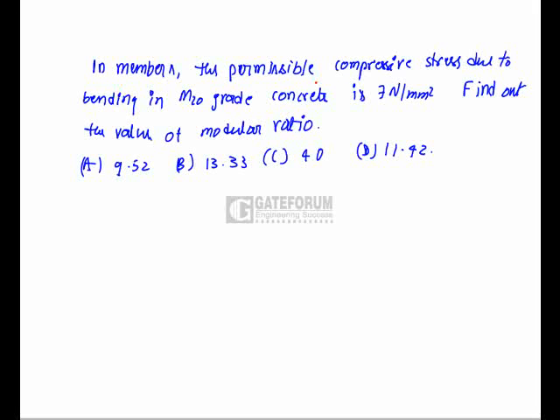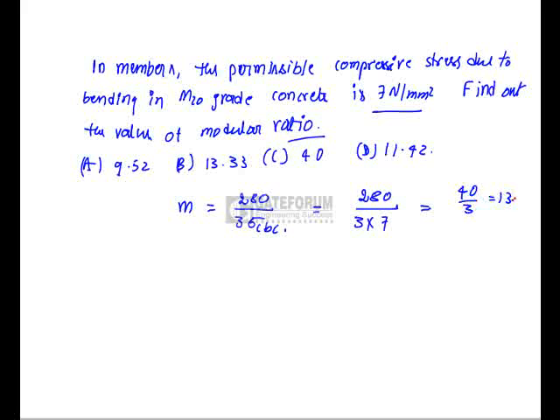In a member, the permissible compressive stress due to bending in M20 grade concrete is given as 7 Newton per millimeter square. Find out the value of modular ratio. We know the modular ratio m is equal to 280 divided by 3 sigma cbc. The sigma cbc is the permissible compressive stress in concrete, so that is equal to 280 divided by 3 into 7, that is given. So 40 by 3 is equal to 13.33.